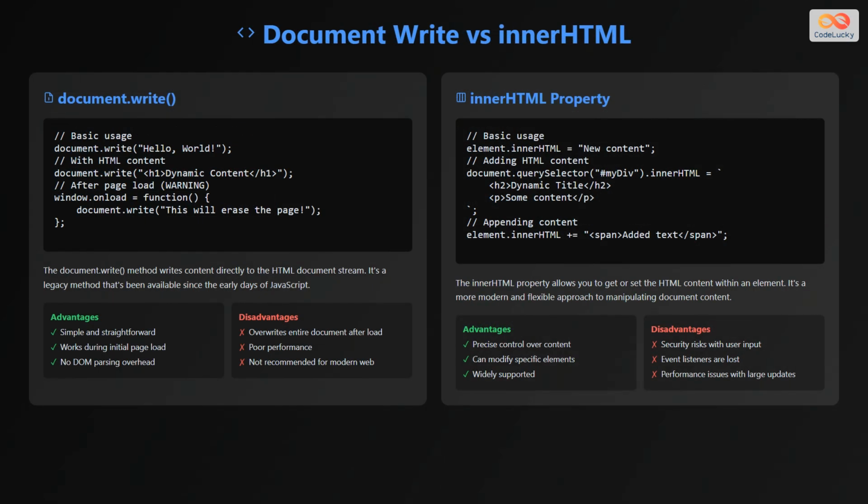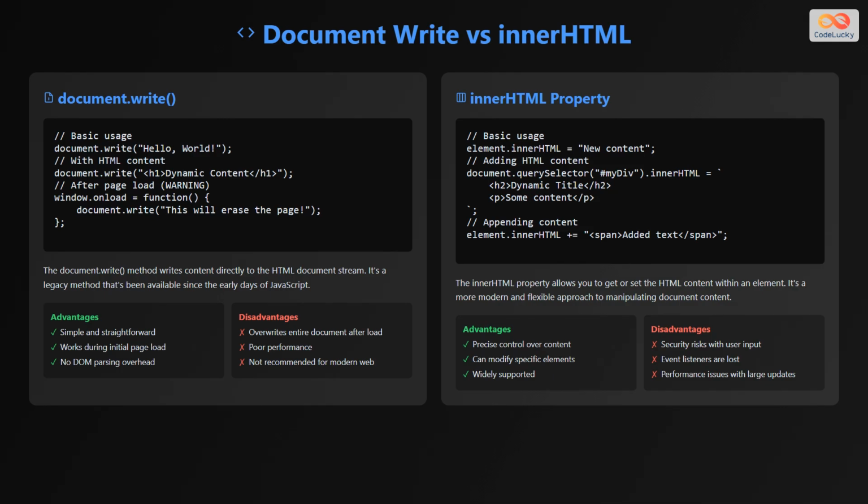Next, we have document.write. This method is a more traditional approach, directly writing content into the HTML document stream. It is useful for generating dynamic content during the initial page load. However, it's important to note that using document.write after the page has loaded can overwrite the entire document, which is usually not what we want. For a more controlled approach, we will look at DOM manipulation.